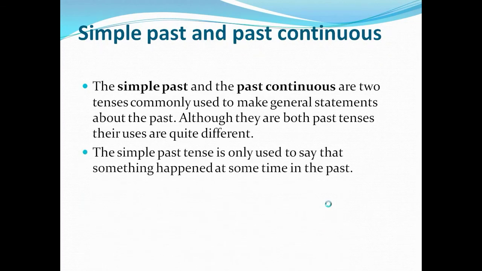The simple past tense is only used to say that something happened at some time in the past. Simple past كيبين لينا يعني شي حاجة وقعت في الماضي، وكما قلنا قبل general statements اللي هي شي حاجة معروفة كنديروها.